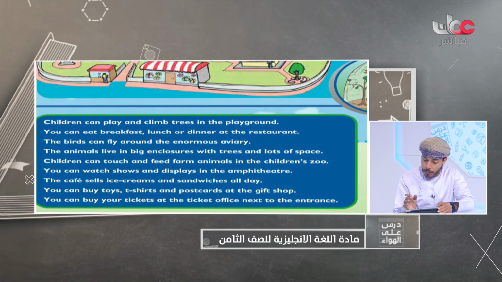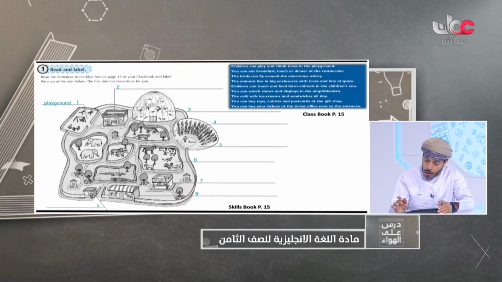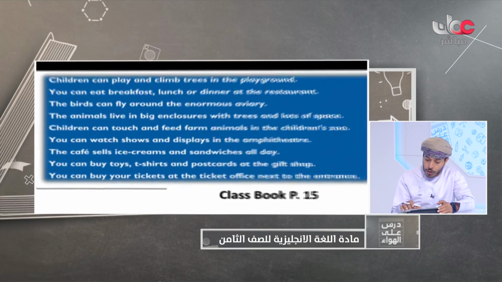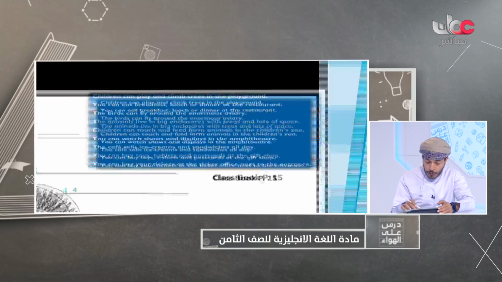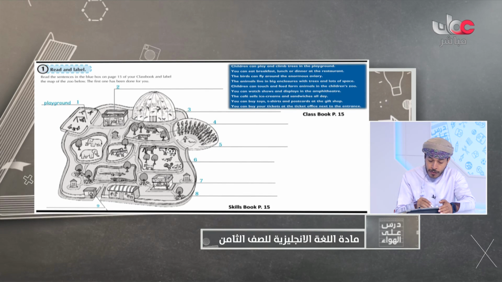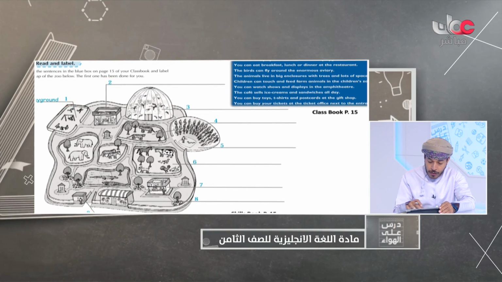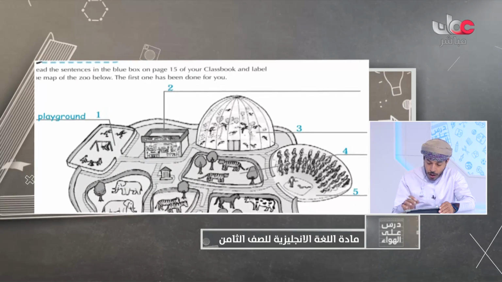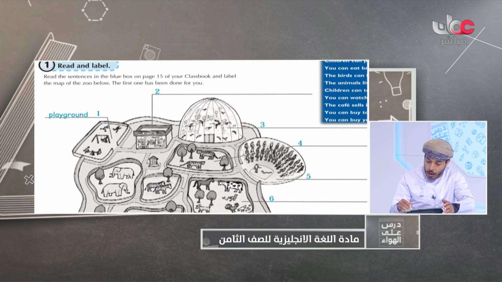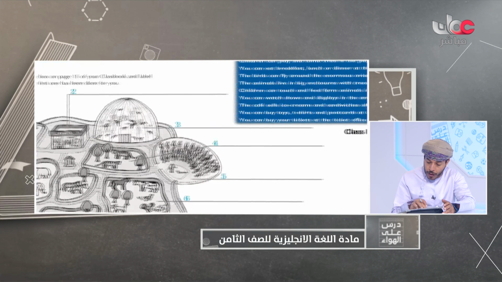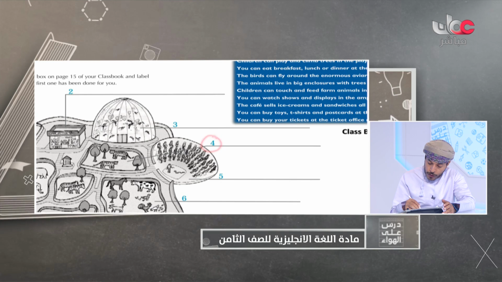Good, guys? So this blue box, which is on page 15 of your class book, is going to help us to answer activity 1 in your skills book page 15. Good. So we are going to write down all the places that we have here. They are numbered, as you can see. For example, look at this picture and the word that we should put here. Look at number 3. What is this? Look at number 4, which is this one.